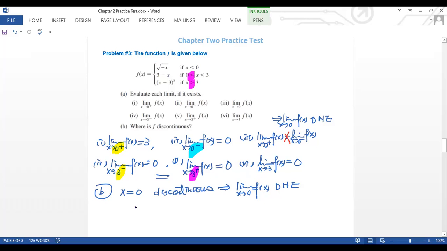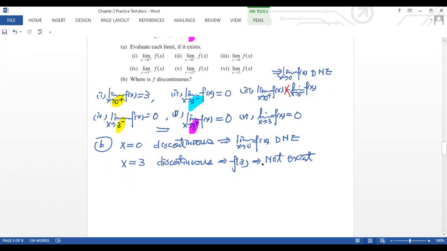Then the next one is discontinuous at x equals 3. Why is this one discontinuous? It's because even though the limit exists, for f of 3, did you see an equal sign in here? No. That means f of 3 does not even exist. We say continuity is a higher level than the limit, so the limit has to exist. For x equals 3, the limit exists, this is okay, but f of 3, the function value, does not even exist.